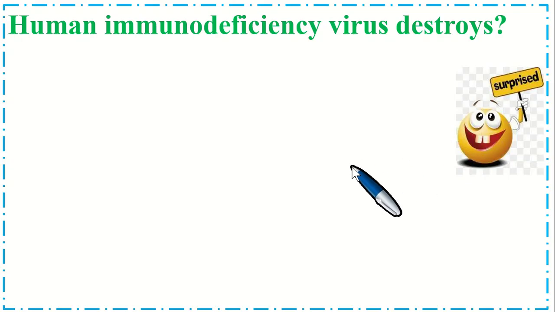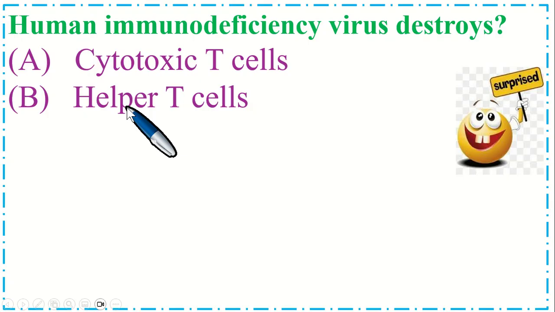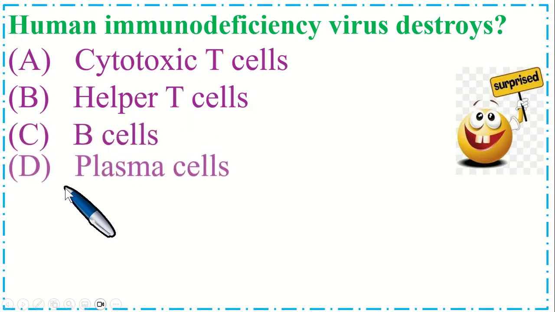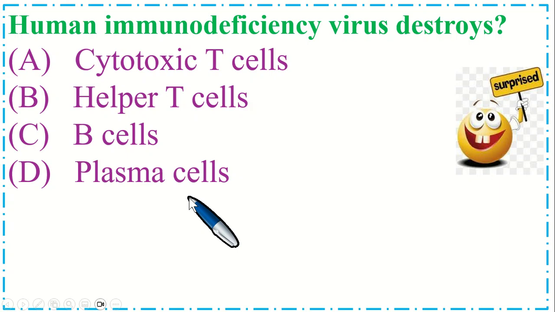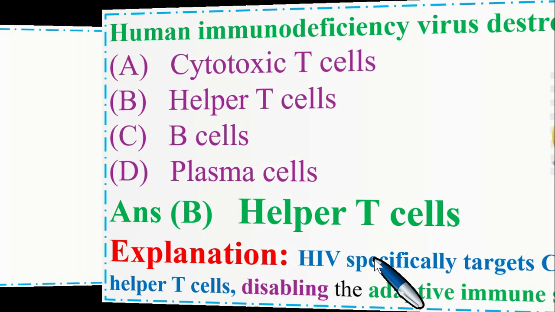Dear students, this is very important MCQs. Human immunodeficiency virus destroys option A, cytotoxic T cell, B, helper T cell, option C, B cells, and option D, plasma cells. So the correct option is B, helper T cell. HIV specifically targets CD4 helper T cells, disabling the adaptive immune system.